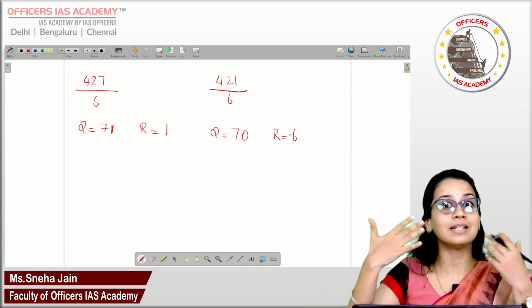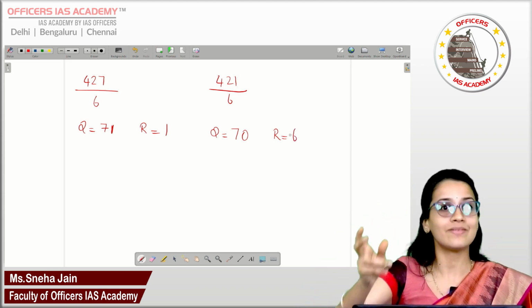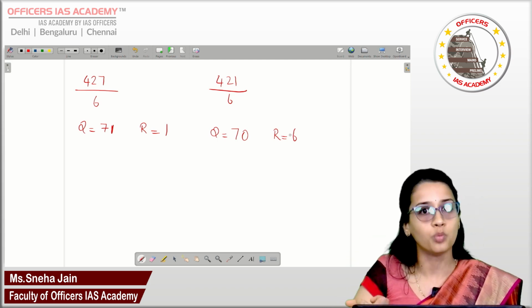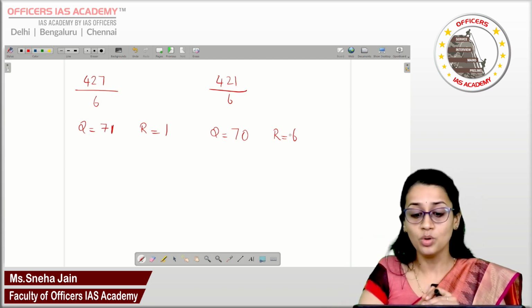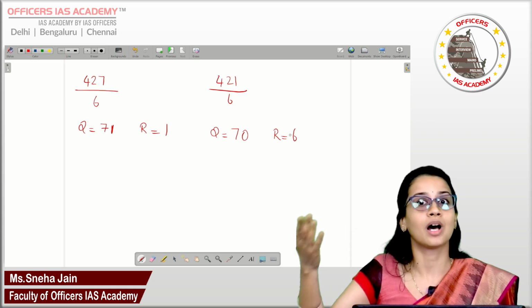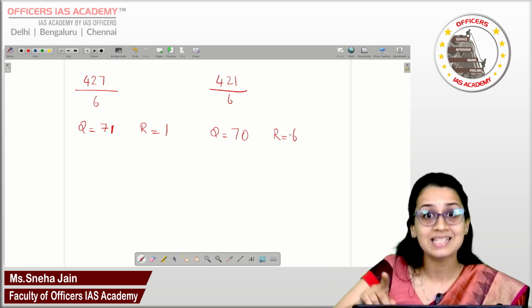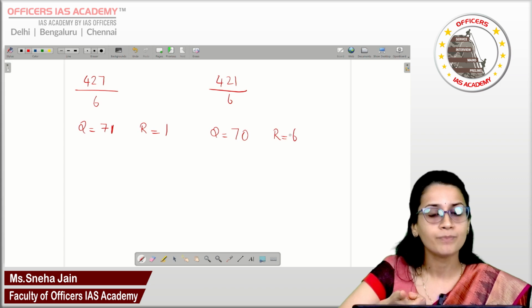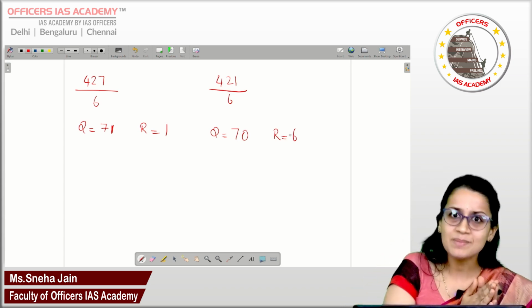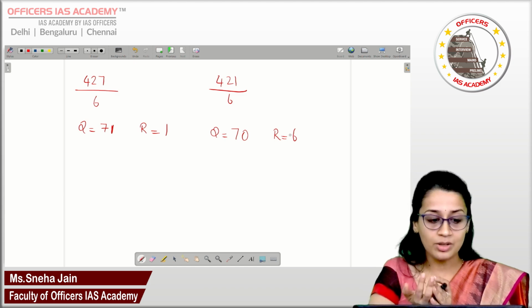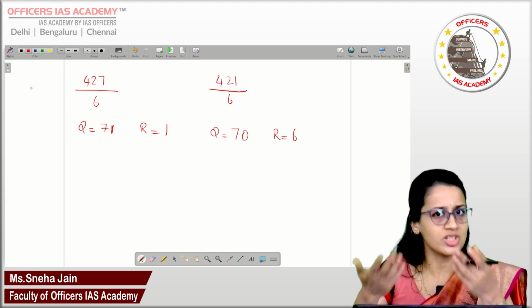Alright, so I'm logically trying to think. When 427 and 421 are divided by the same number, they leave a remainder of 1. But they are asking you, how many such values are possible? That means I have an implication that 6 is not the only number. Now, think, can this be a number greater than 6? Definitely not possible, because if you divide by this number, just go ahead and try.